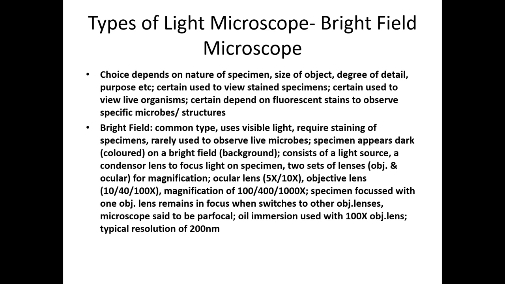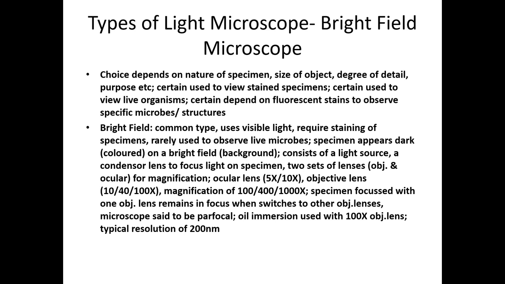Objective lens is there and ocular lens is there. Objective lens is the lens which is present near the stage or near the specimen, near the slide. Then, ocular lens is the lens through which we observe the microorganism. Fine. So, two sets of lenses.